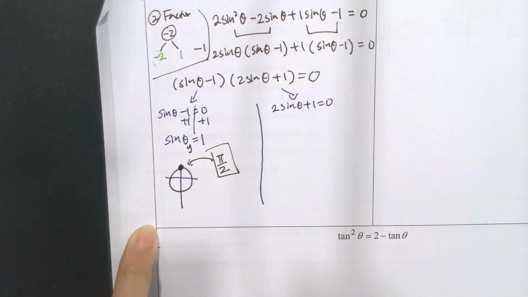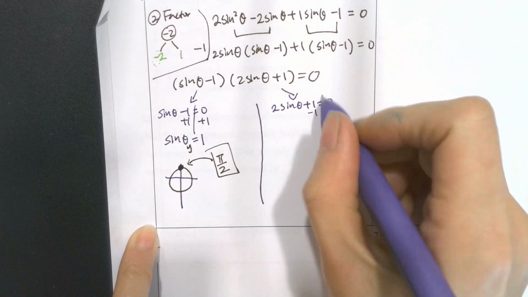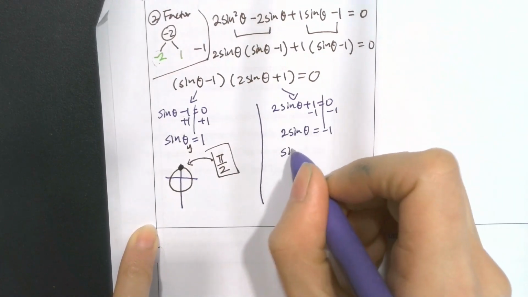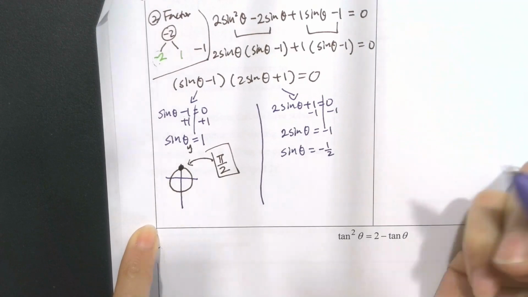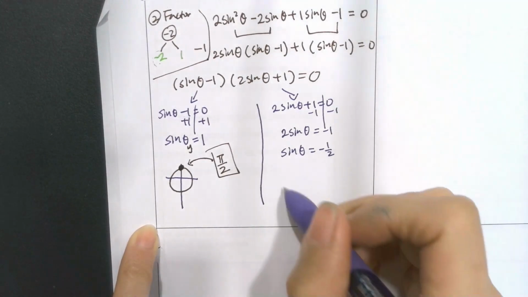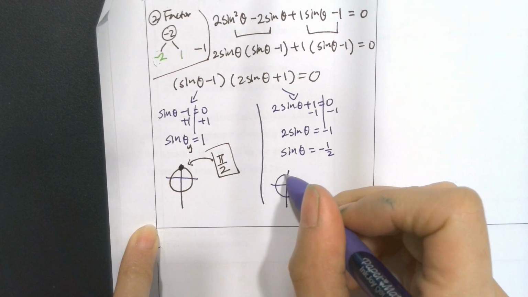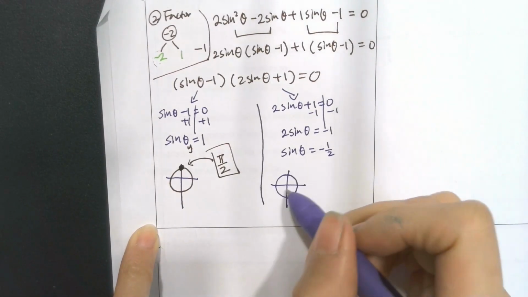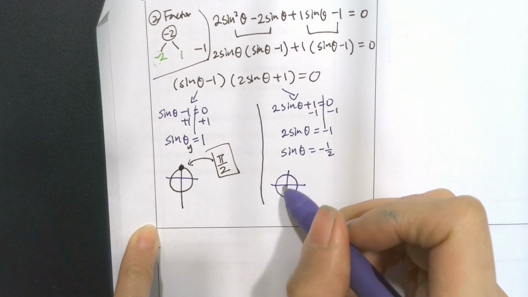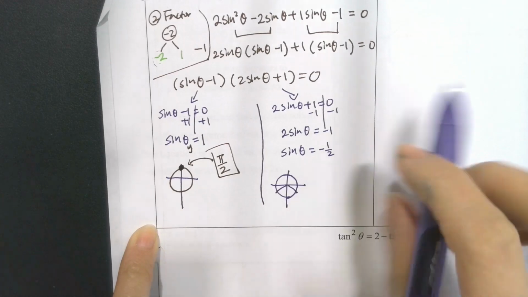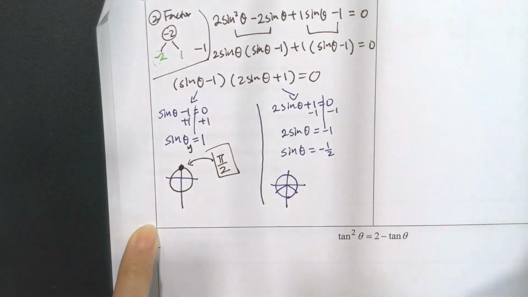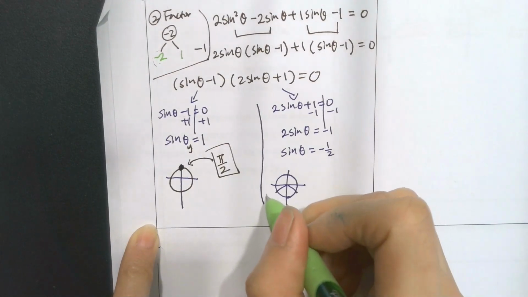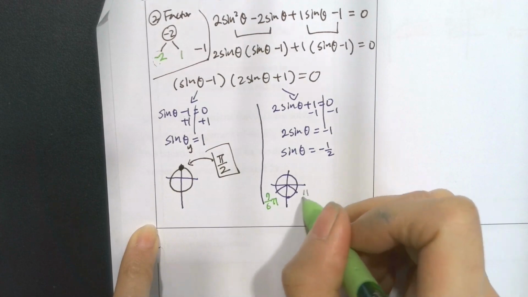Okay? Now this one, subtract 1, 2 sine theta is equal to negative 1 divided by 2. Sine theta is equal to negative half. So on your unit circle, which angle in radians gives you a y value of negative half? Right here, which one is that? Y value, so it's going to be the denominator of 6. So 7/6 pi and 11/6 pi.